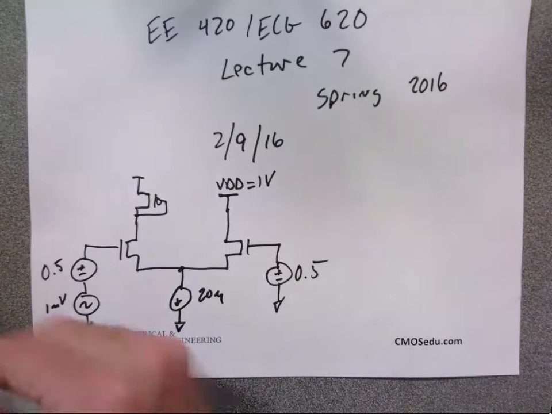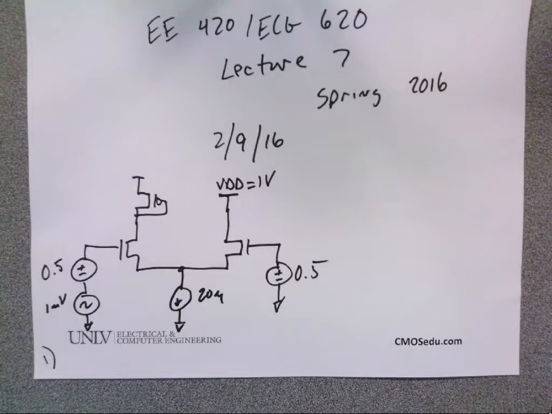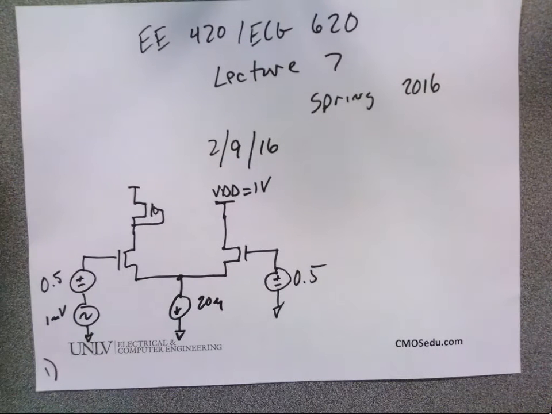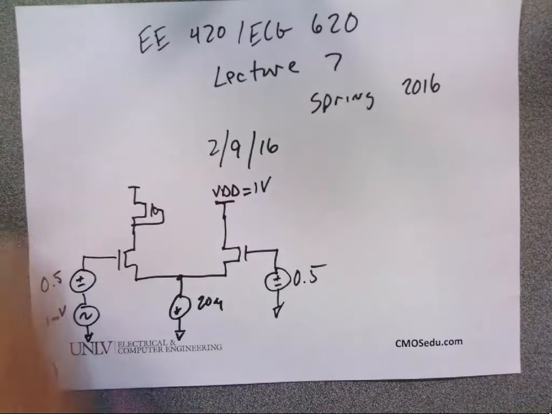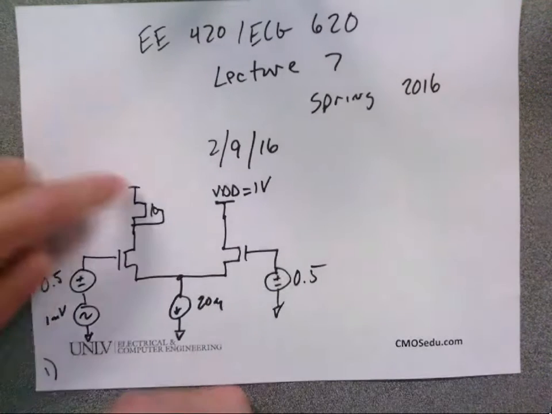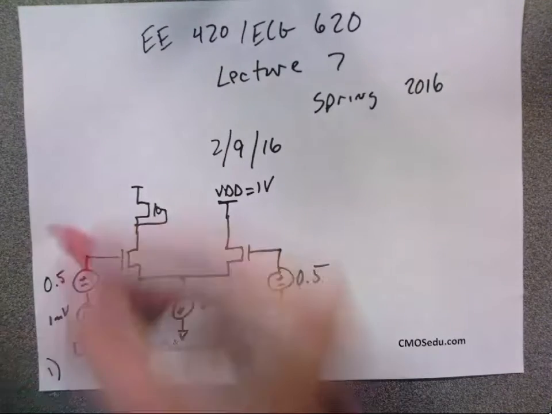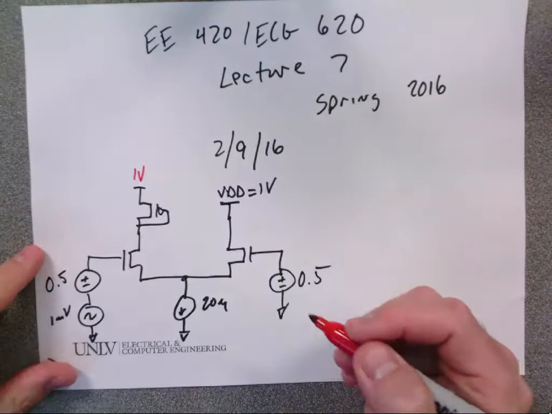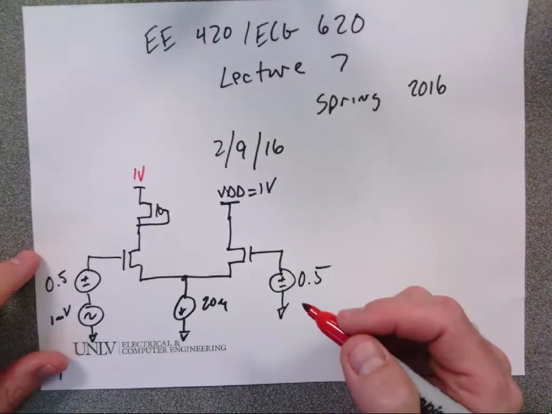So let's write the DC voltages first, shall we? Stress and lack of sleep is not good for you. Let's write the DC voltages. Tell me what to start that's easy. What's this voltage? What is the VSG and the VGS?